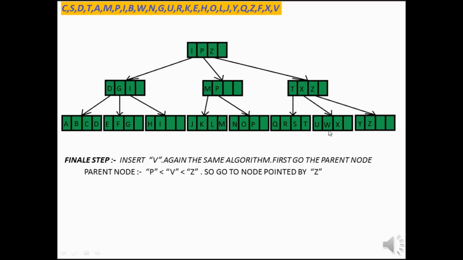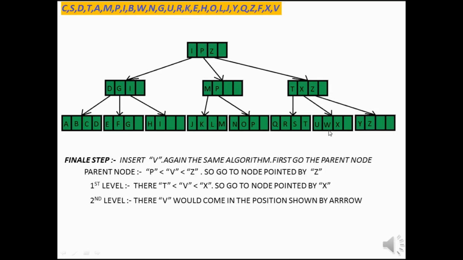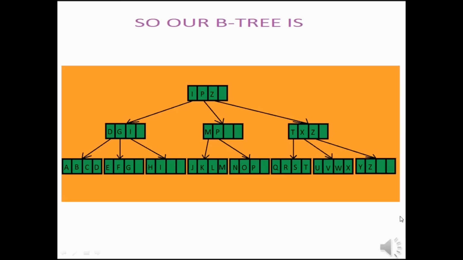Now here again the same precision of comparison. Compare V with every element. After comparison we will find that V has to come in between U and W, right? So insert it there. Simple. So all the 3 levels are over. Now we are done with our tree. So friends, finally our tree will look like this.